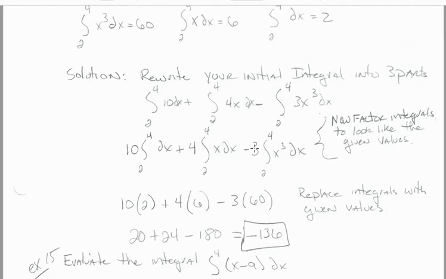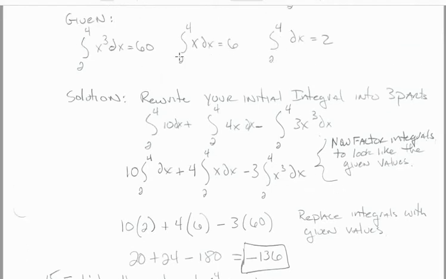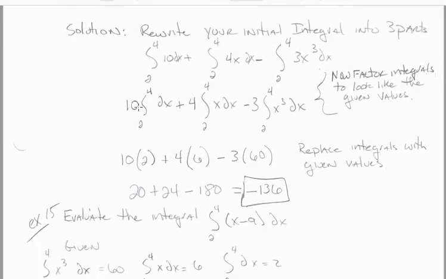Alright, so if we look, the far left integral is the integral from 2 to 4 of dx. That's our given value down here that we're solving. The middle integral, where we factored the 4 out, we're left with an x dx. That's the middle replacement that we're given up here. And then on the far right, where we factored out a negative 3, we were left with the integral from 2 to 4 of x cubed dx. Well, that value is the first one that's given to us. So we're able to replace the three integrals that we solved for down here with their given values.